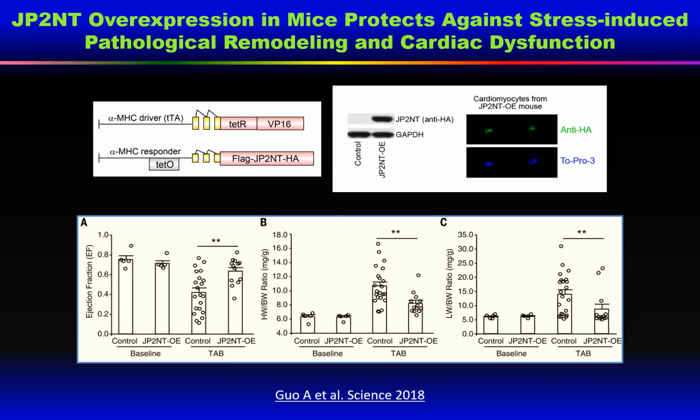So the next question is, does JP2NT really do anything good in the heart in vivo? Interestingly, using the transgenic mice overexpressing exogenous JP2NT, we found JP2NT has no impact on the mouse heart at baseline conditions. But when we subject the mice to pressure overload stress, we found the transgenic mice are protected from developing cardiac hypertrophy and myocardial dysfunction, which have better ejection fraction and smaller hearts compared to control mice.